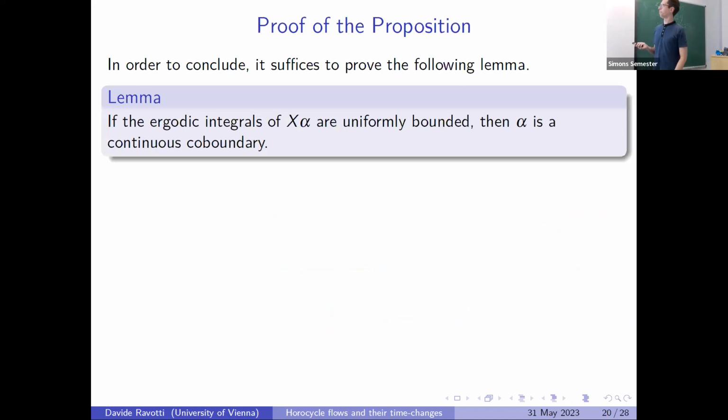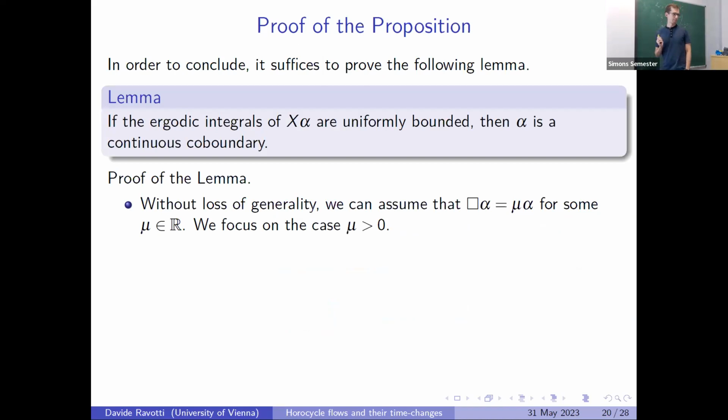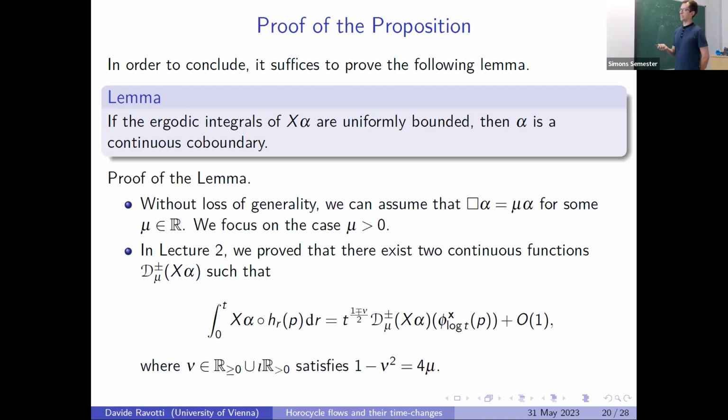Let me assume that alpha is an eigenfunction of the Casimir with positive Casimir parameter. There is another way of deducing this result, using something that we proved before. What we proved in lecture two is that the ergodic integrals of x alpha can be expressed as a sum of two coefficients that grow like t to some power, evaluated at the distributions associated to the function x alpha. Now I know that these integrals are uniformly bounded in t. This means that these functions over here have to be zero, because otherwise they would grow.